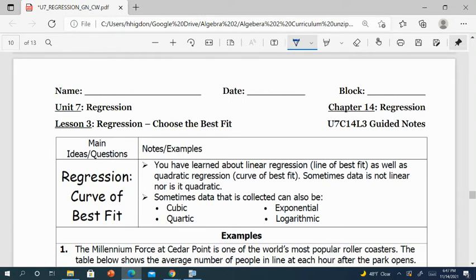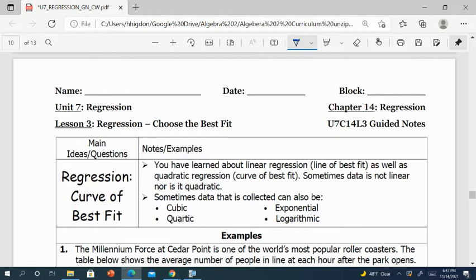This video is on Unit 7, Chapter 14 on regression, lesson number 3, regression, choose the best fit. In your notes here, it says you have learned about linear regression, which is your line of best fit, as well as quadratic regression, which is also known as curve of best fit.